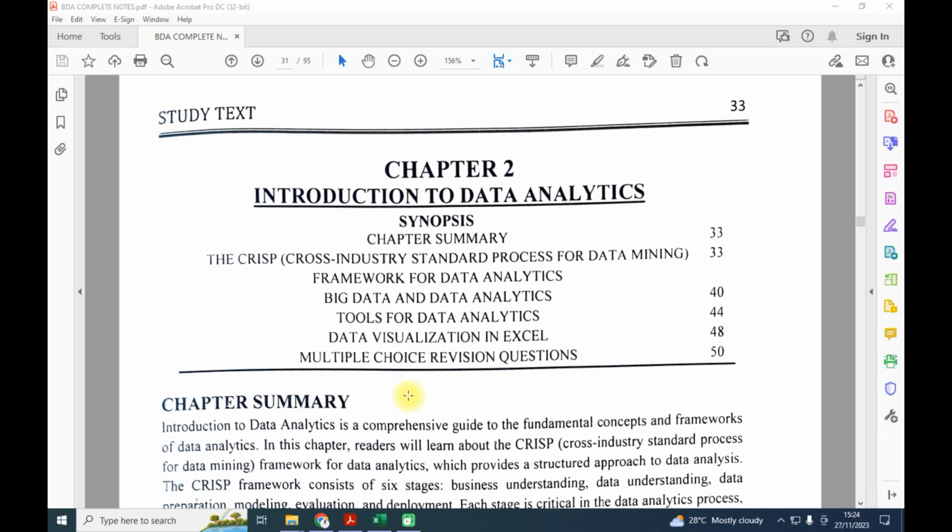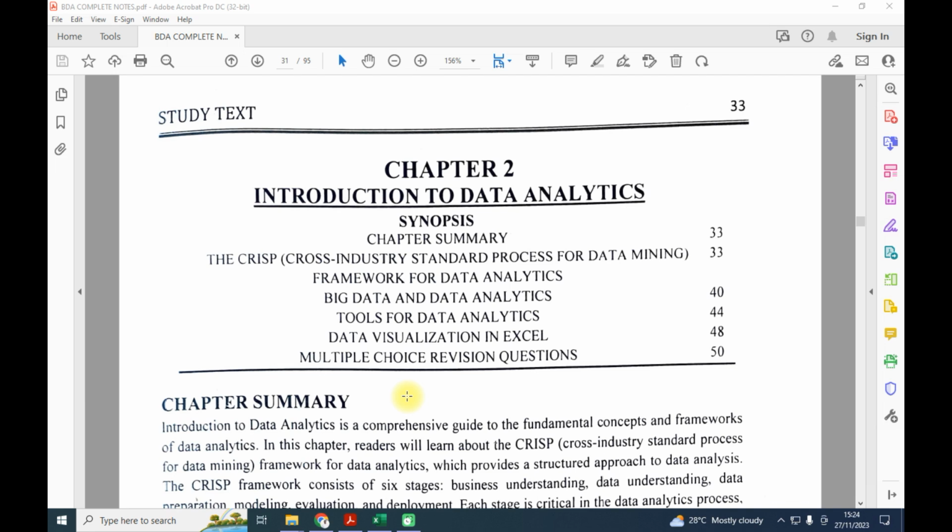In today's lesson we're going to look at the BDA theory part, specifically the introduction to data analysis. Knowing that the paper that will be done in December is divided into 3 parts.